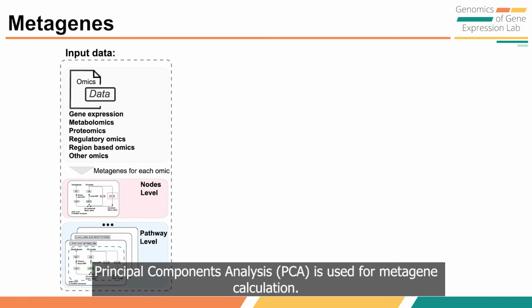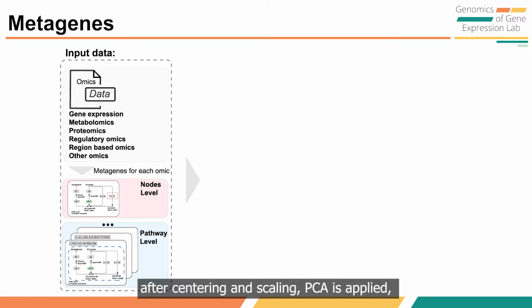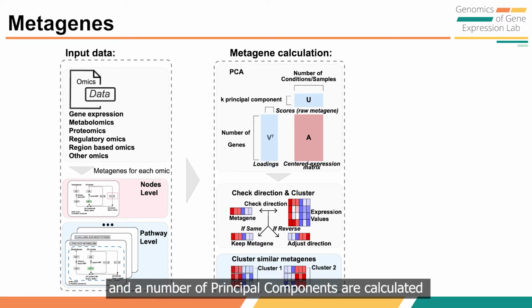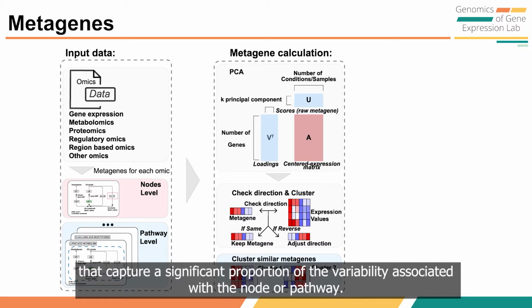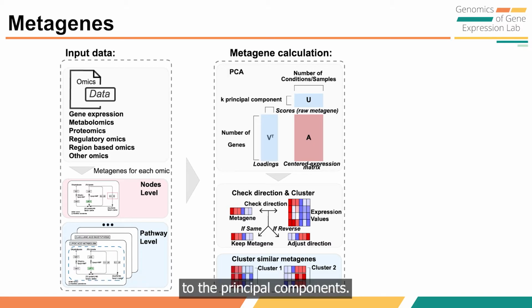Principal components analysis is used for metagene calculation. Basically, the gene or protein omics values of multi-feature nodes or pathways are extracted and, after centering and scaling, PCA is applied, and a number of principal components are calculated that capture a significant proportion of the variability associated with the node or pathway. The metagenes are the PCA scores of these principal components, while the PCA loadings indicate the contribution of each feature to the principal components.